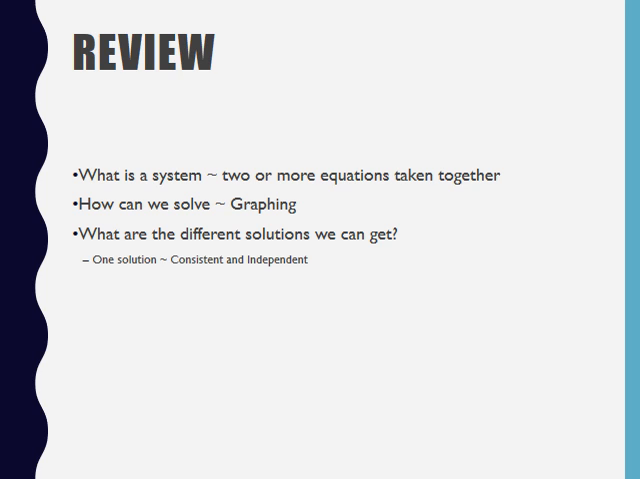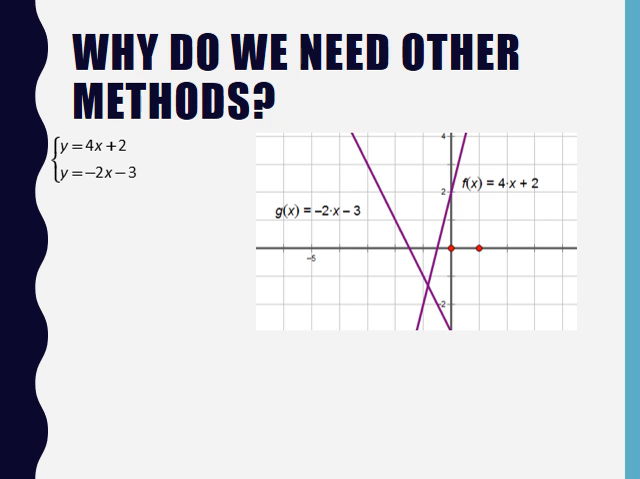And when we solve them, we can get one solution where the lines intersect. We can get infinitely many where they're the exact same line. Or if they're parallel, we can get no solution. So here is the graph of this system, y equals 4x plus 2 and y equals negative 2x minus 3. Notice that our intersection isn't a lattice point, or a point where we can actually check to see what that solution is. So graphing isn't necessarily the best method at all times.